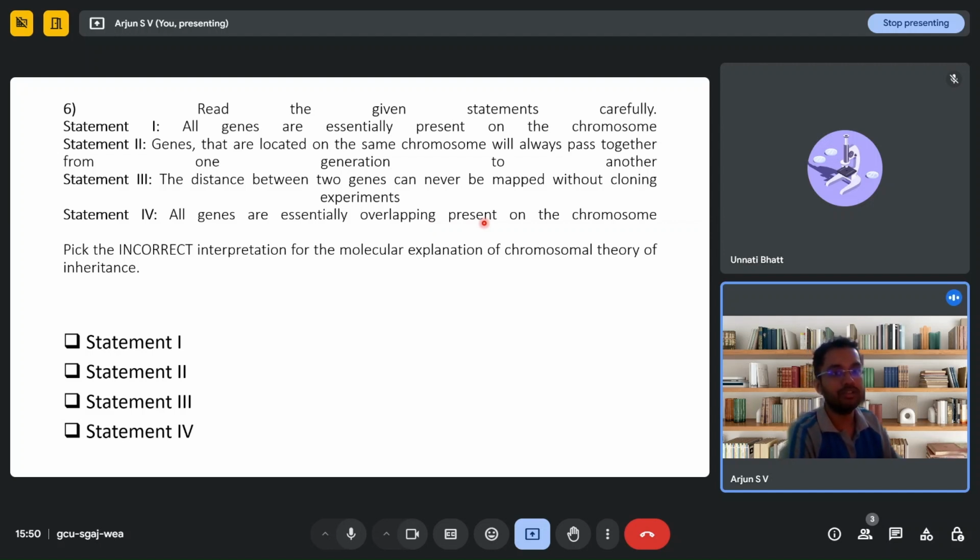So, depending on the reading frame, your genes can be overlapped, and the specific gene can be expressed depending on the reading frame. So pick the incorrect interpretation for the molecular explanation of chromosomal theory of inheritance. So out of all these four statements, we found only one to be false, which is that genes located on the same chromosome will always pass together, because they can also be recombined and then passed on to generations. So the incorrect statement here is statement 2.